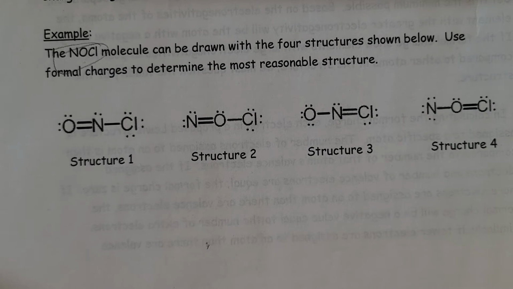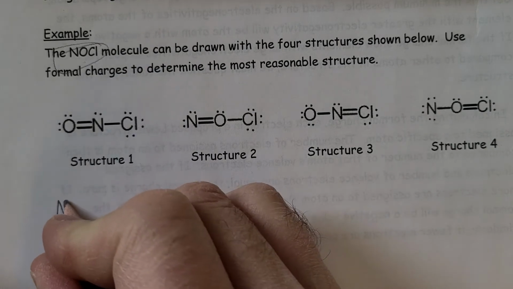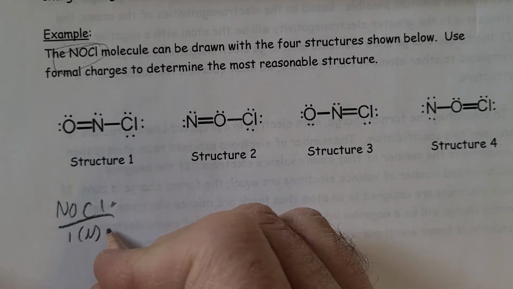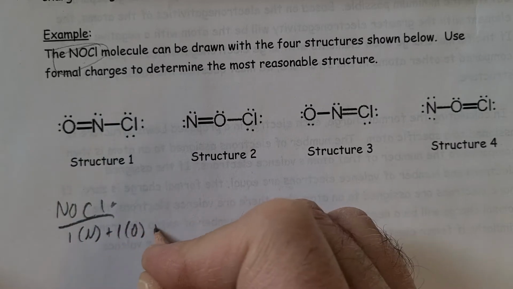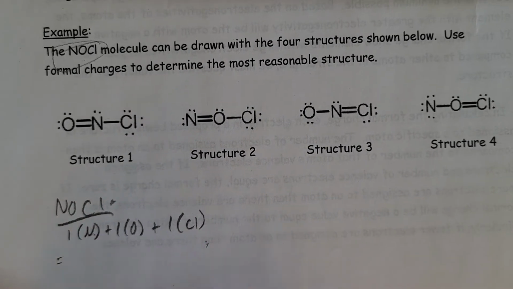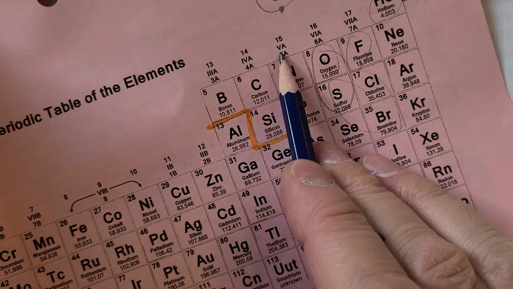What we can do, though, is figure out for NOCl, we know that there's one N, one O, one Cl, and nitrogen, it's in group 5, so that tells us, of course, that there are 5 electrons.